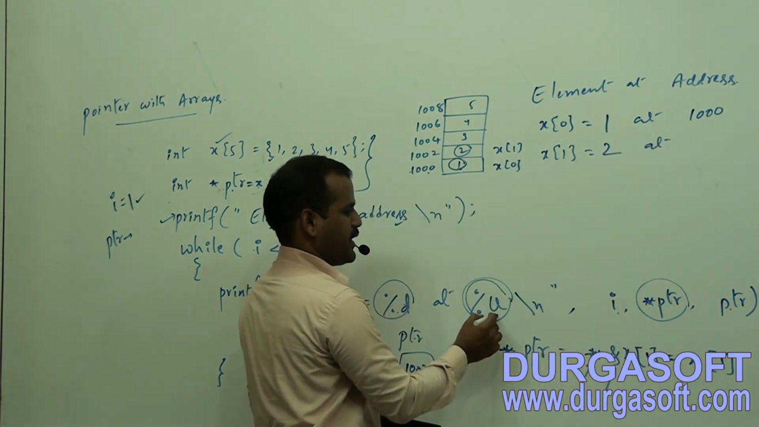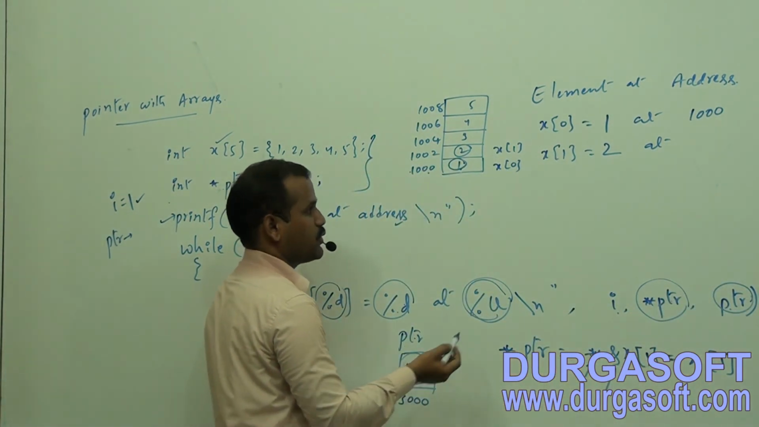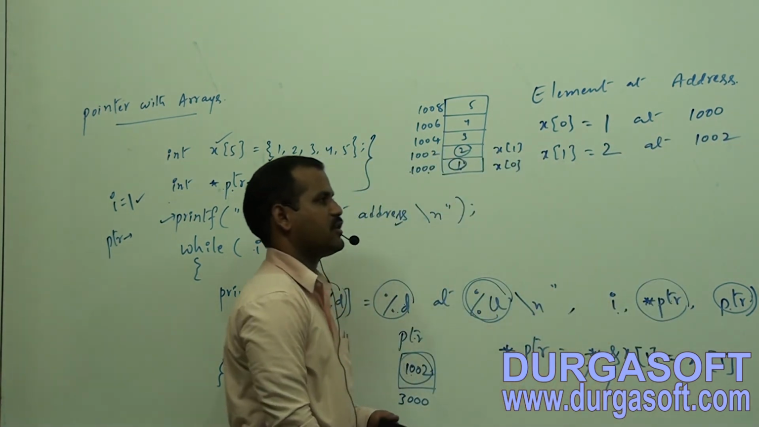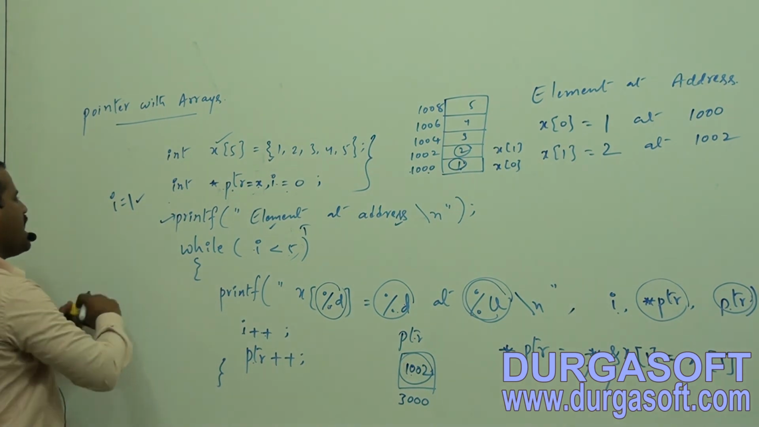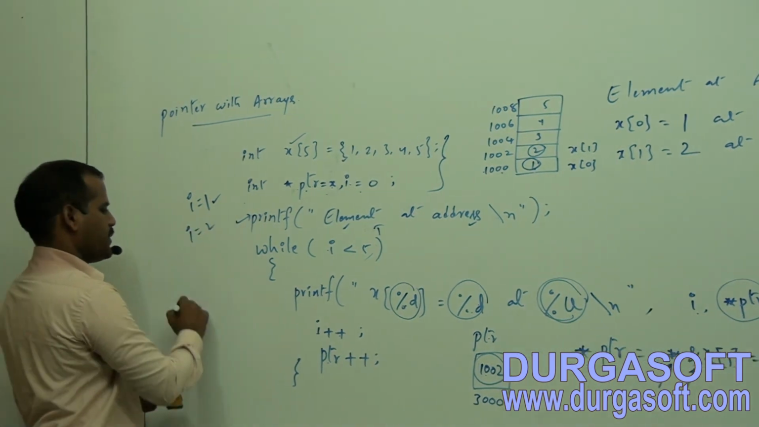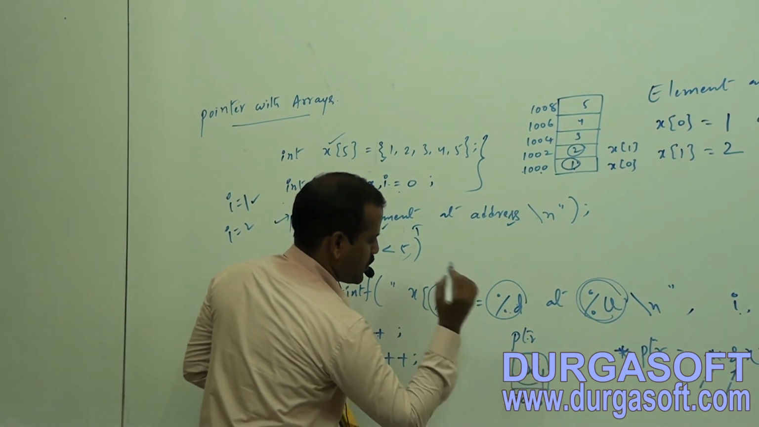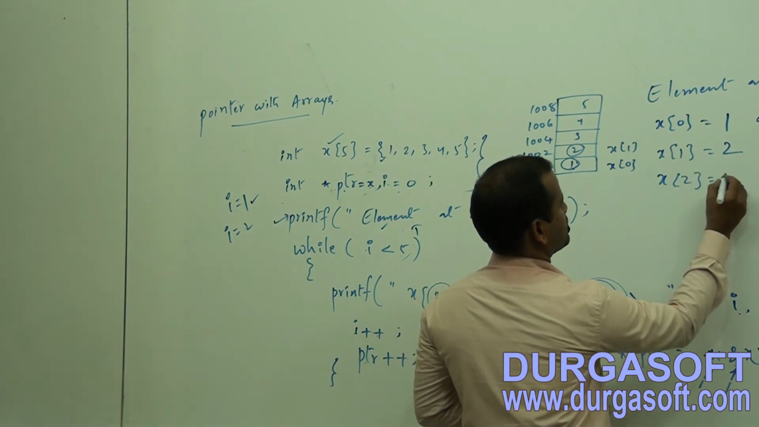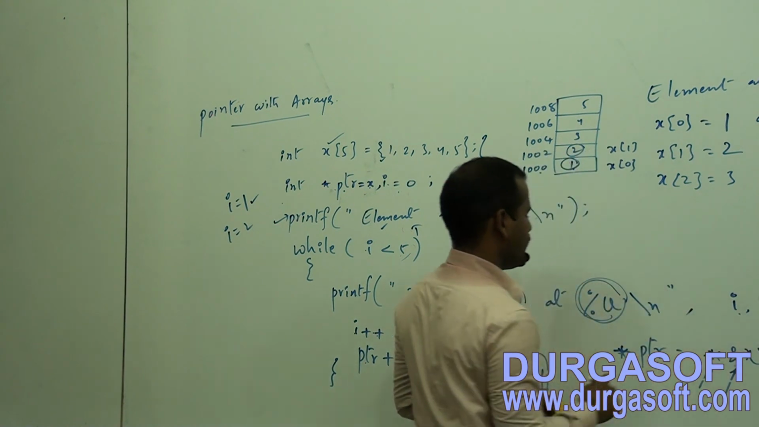Now the address will be the pointer value. The pointer value is now 1002, so the display will be like 1002. In the next iteration, I value is increased to 2, and this pointer value will be increased to 1004. Those will be correspondingly printed. x of 2 is equal to 3 at 1004.